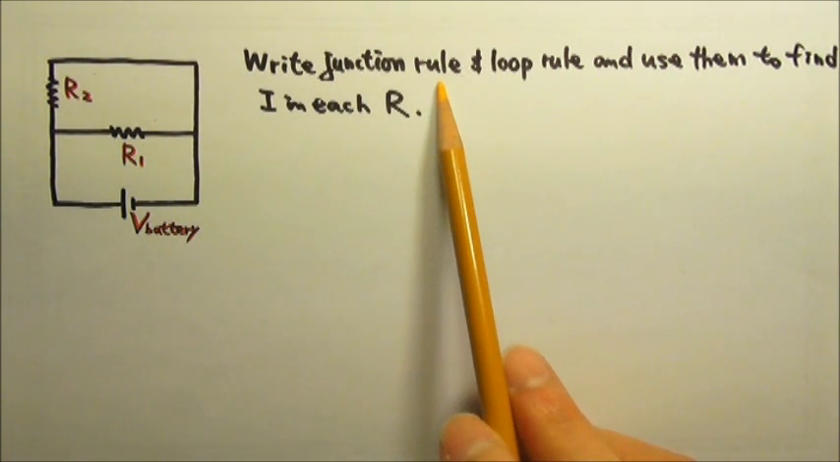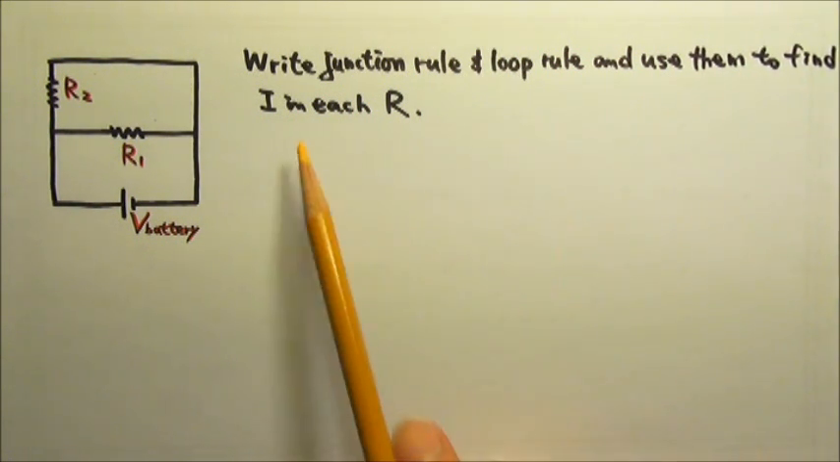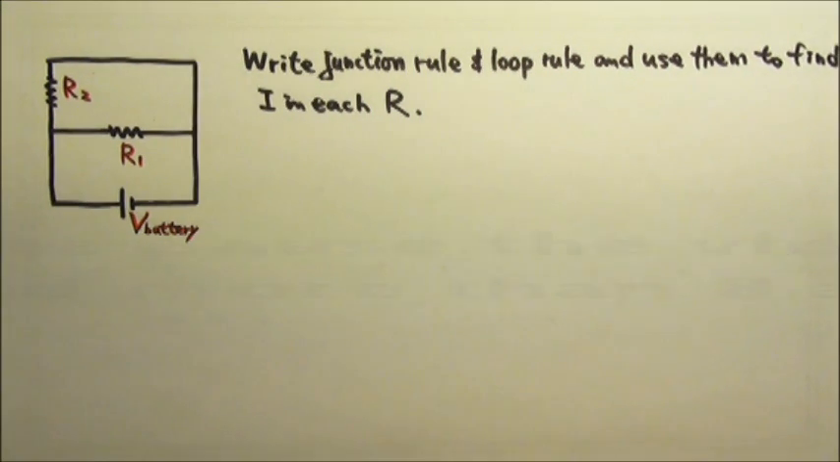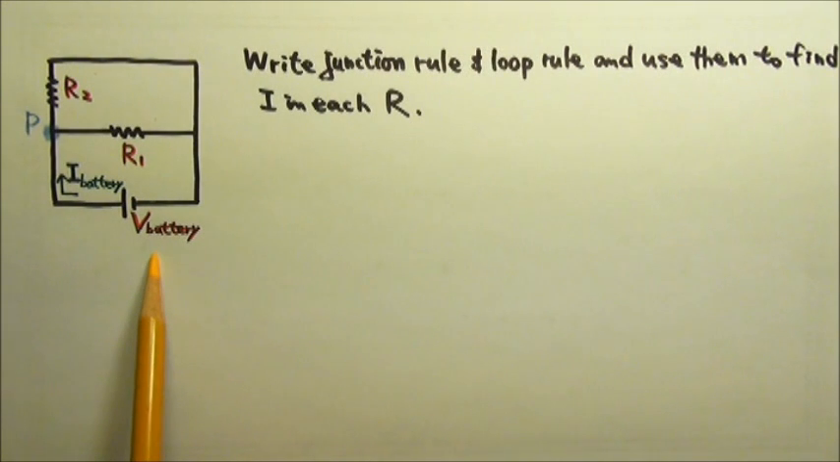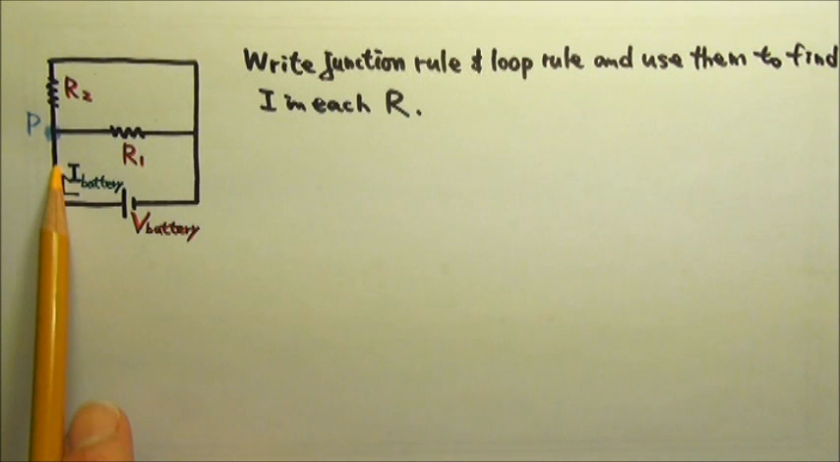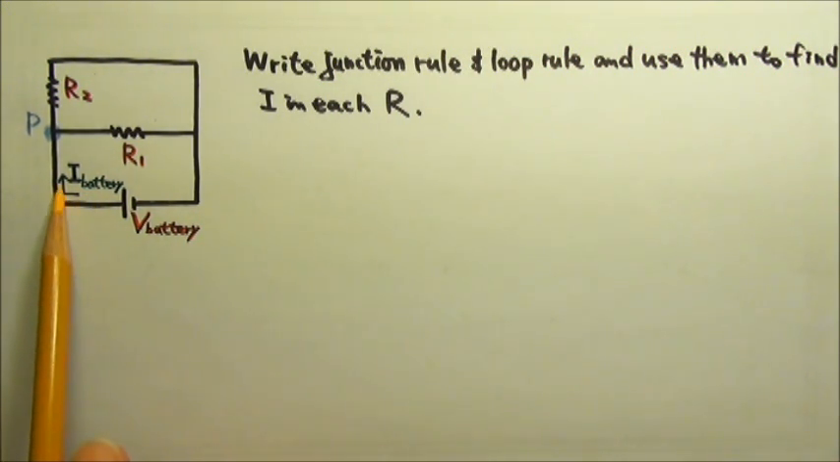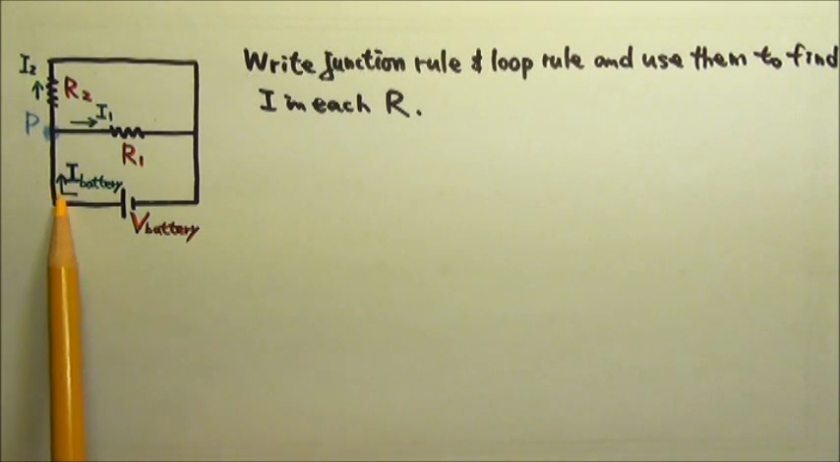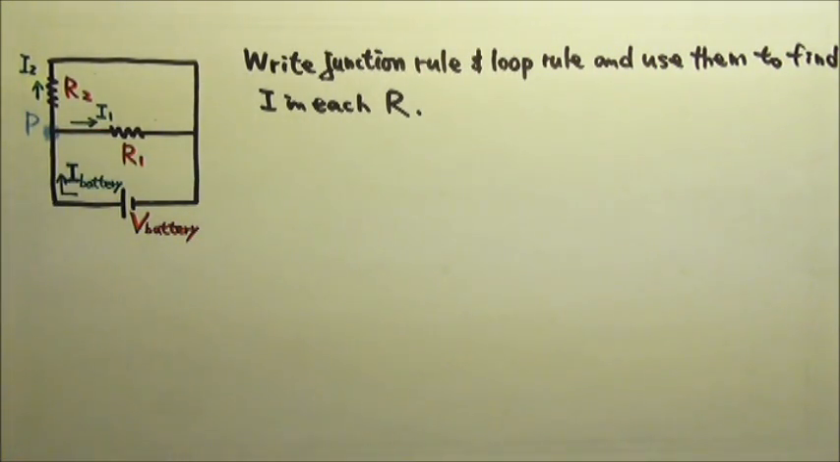Please write junction rule and loop rule for this circuit and use them to find the current in each resistor. The battery pumps the current out of its positive terminal. I will call this current I of the battery. When it gets to this junction, the current splits into I1 and I2.